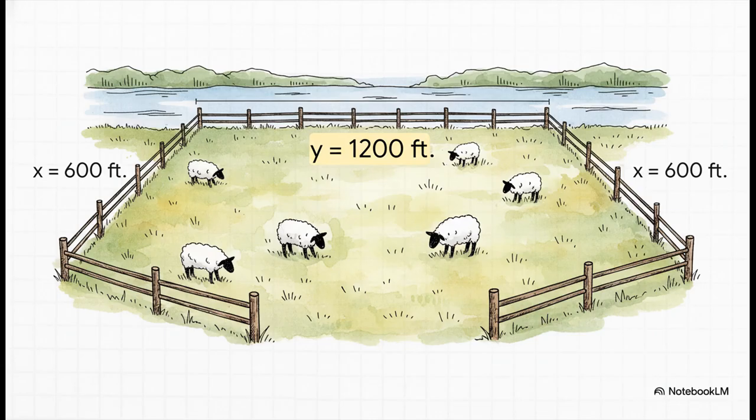But hold on, we're not done yet. We've got to plug that value of x back into our expression for y. That gives us a y value of 1,200 feet. So there we have it. The optimal dimensions are 600 feet by 1,200 feet.